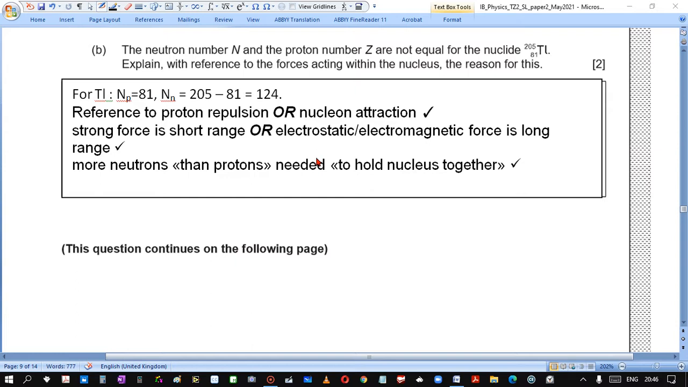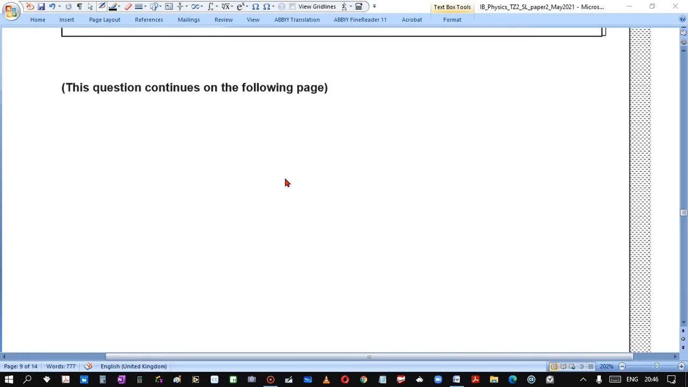Electrostatic force is long range. More neutrons than protons are needed to hold the nucleus together. So two ideas from this list will help you.